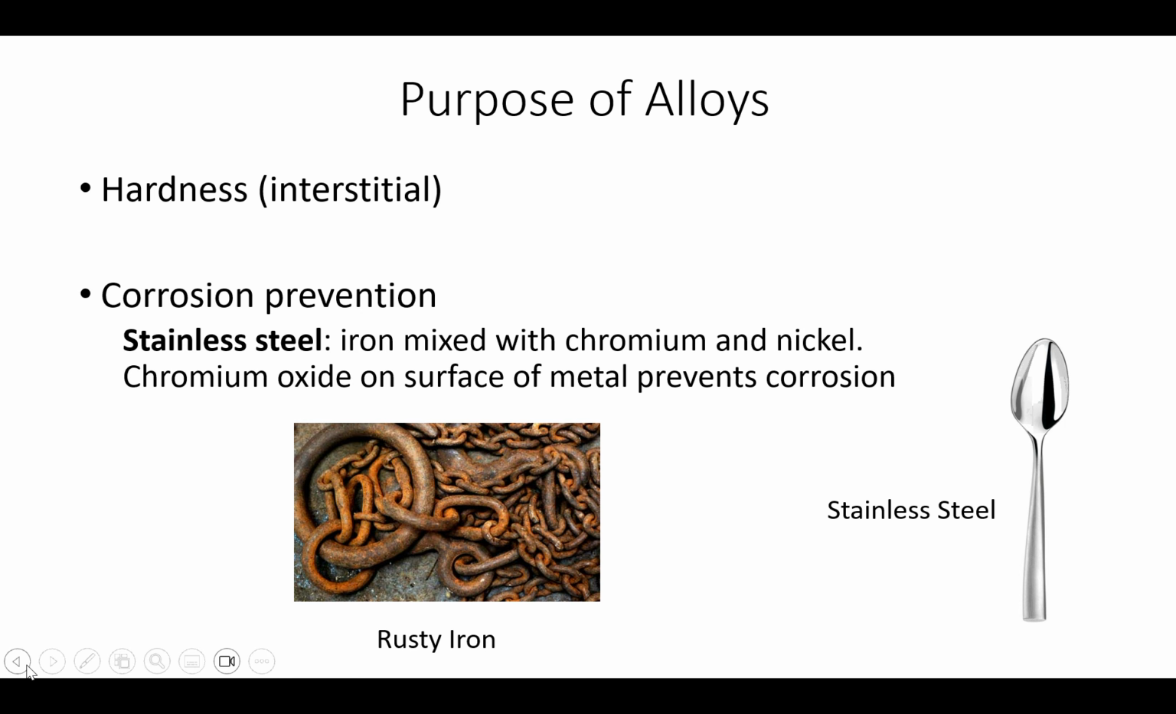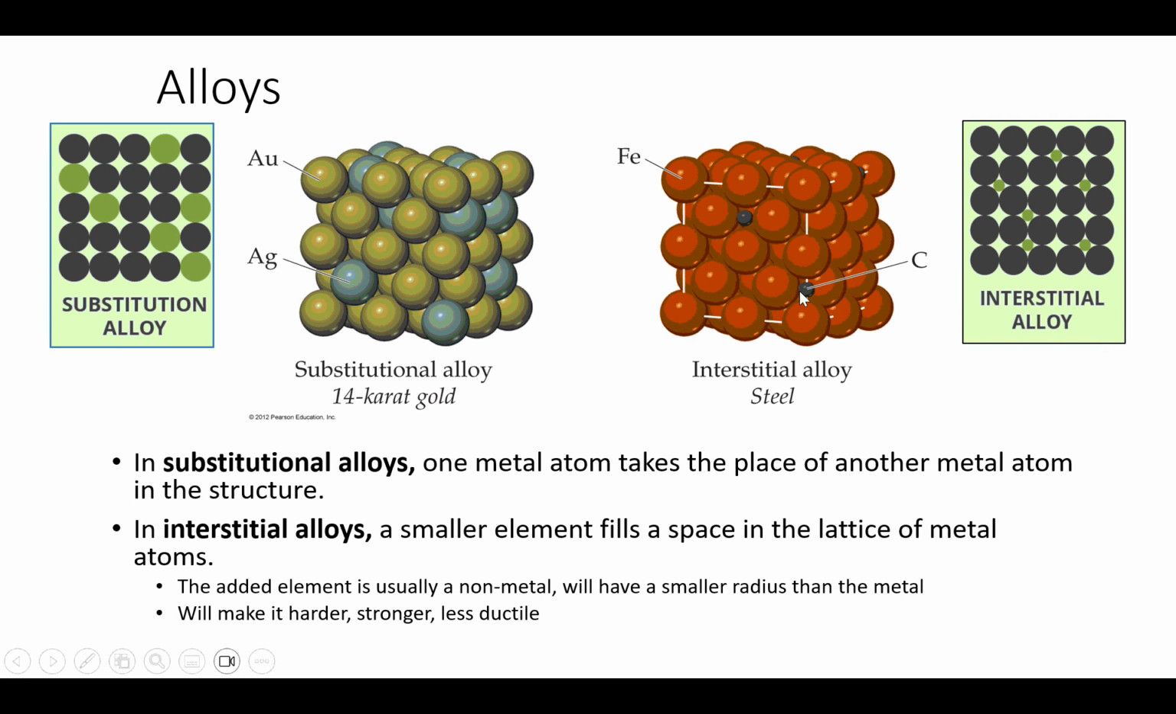And for the interstitial alloys, this is going to result in increased hardness. So it's going to make it harder, stronger, less ductile, so that means it's less bendable, which can be useful because sometimes we want our metals to be firm and not bendy. Like if we're trying to build a tall building, we might want our metals to be not so malleable and not so bendy.